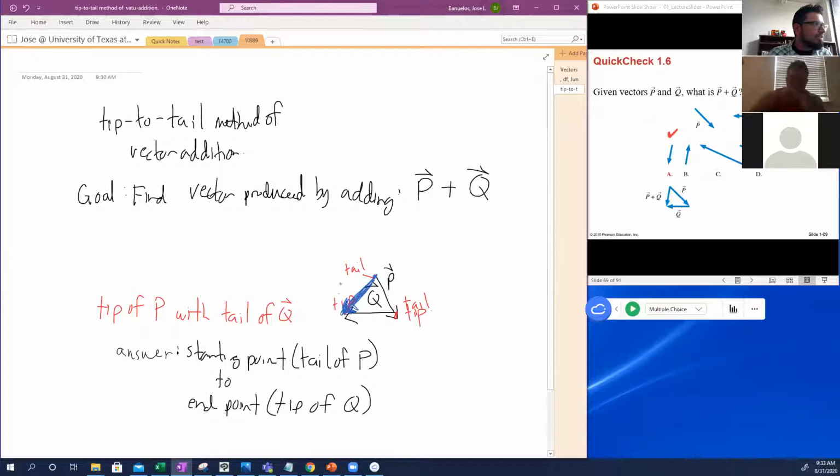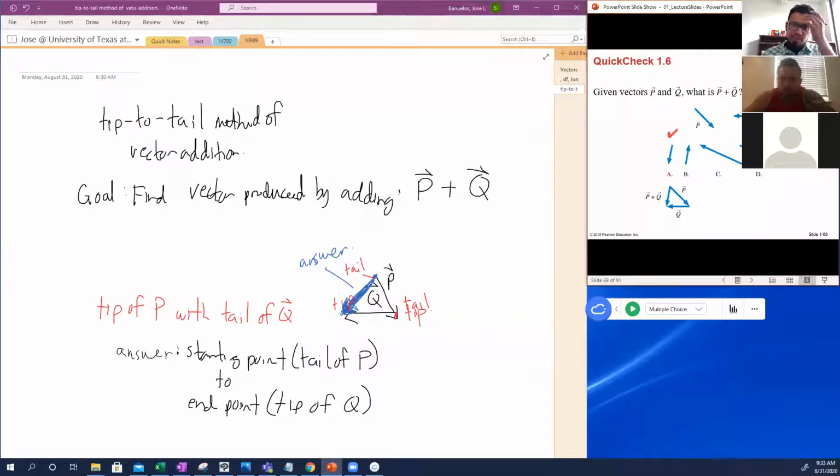Does that make a little bit of sense? So that's the answer arrow. And so in that example that I gave, that's why we picked the one that was pointing down and to the left a little bit. That's the only one that results when we do the addition this way. And that's the correct way to do the addition.